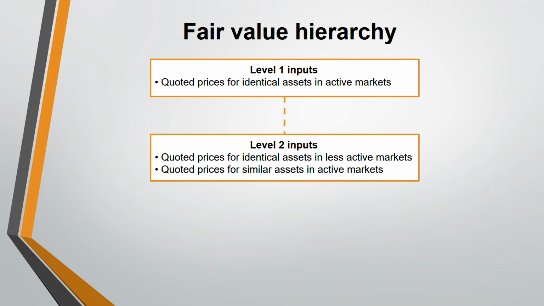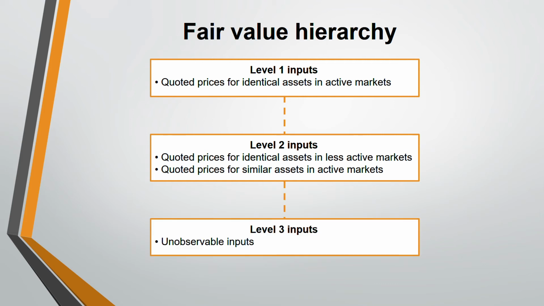Now let us go to level 3. Level 3 is the most risky to take, and it should be the last resort. If you are not getting any information from level 1 and 2, then you go to level 3, otherwise no. Unobservable inputs means you are not able to get any prices, they are not quoted. You're not getting them for identical assets, and you are not getting them for similar assets, because there's no active market and there are no similar assets also.